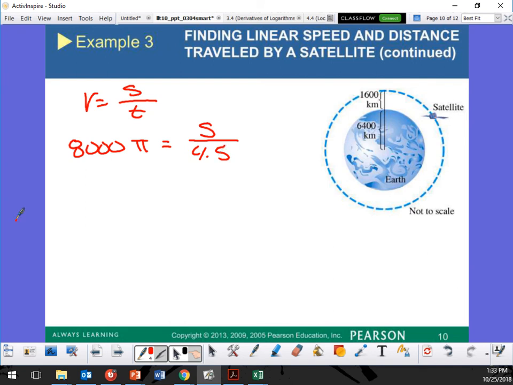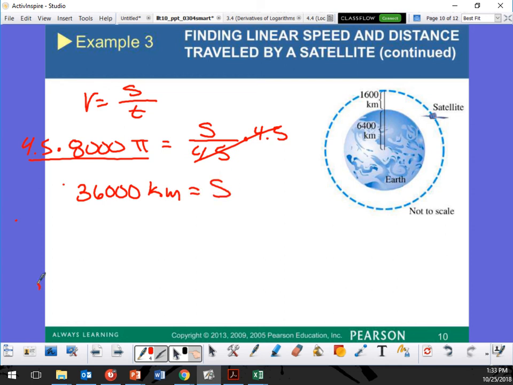So to get the S by itself, what am I going to do here? Multiply both sides by 4.5. There we go. So it's going to be 4.5 times 8,000 pi. And this one's going to be in kilometers. Just leave it in terms of pi. So that means just have your pi on the end. 36,000 pi kilometers is S.